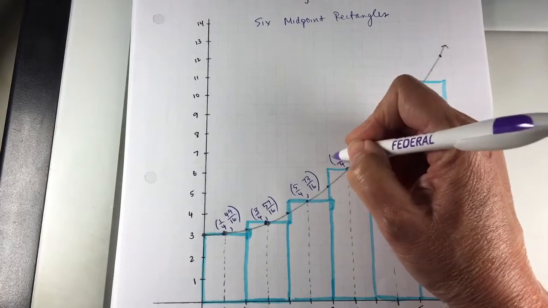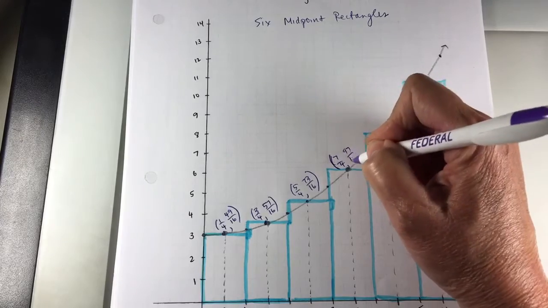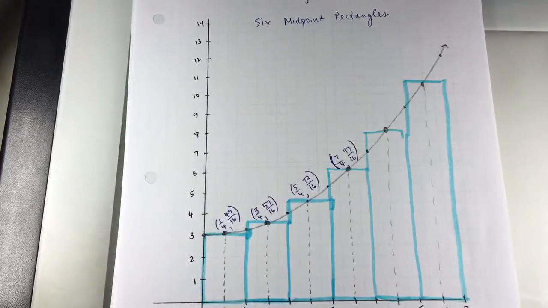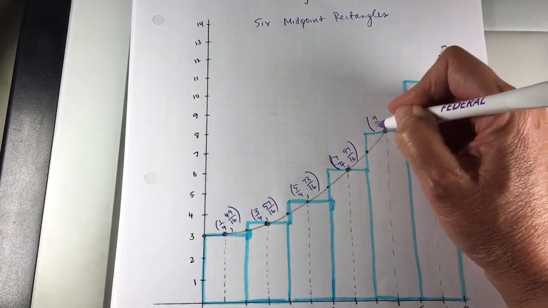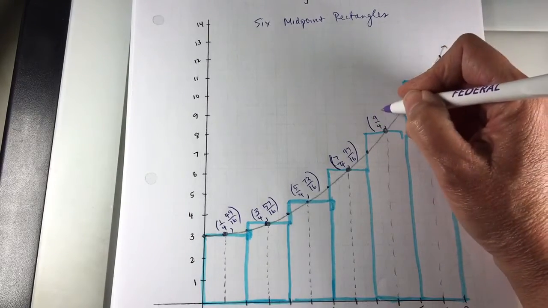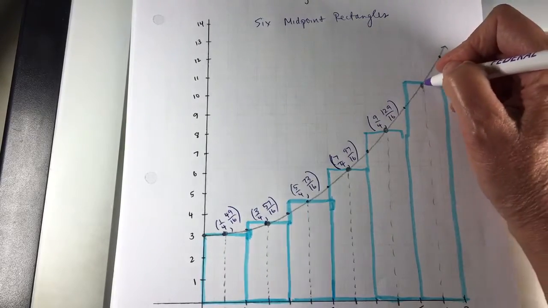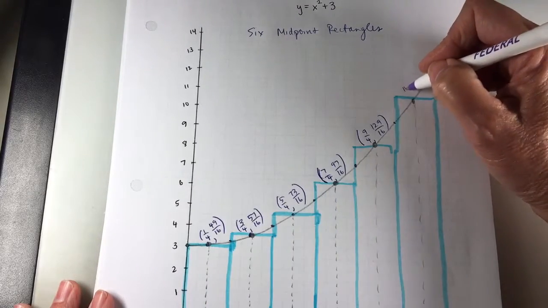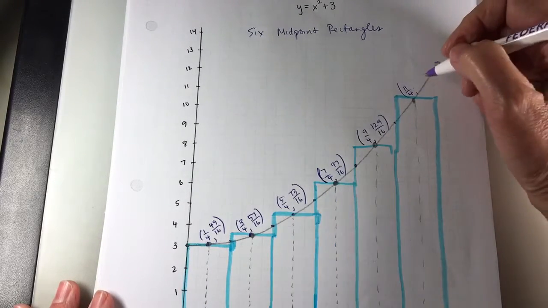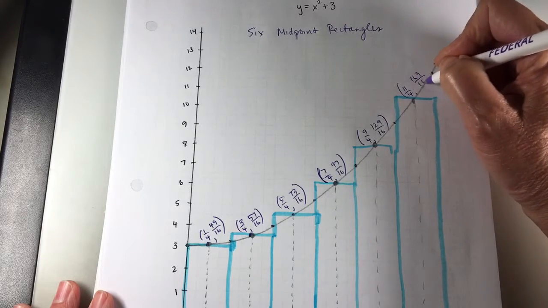This next one is 7/4 for x, and then 97/16 for y. Then we have 9/4 and 129/16. And finally, the last one, 11/4 and 169/16.